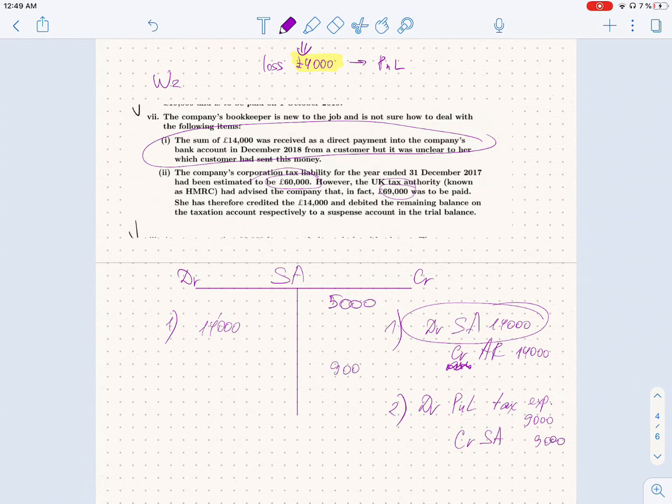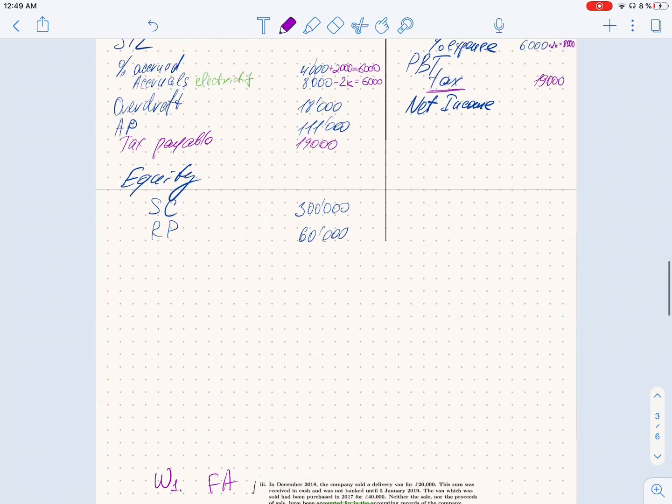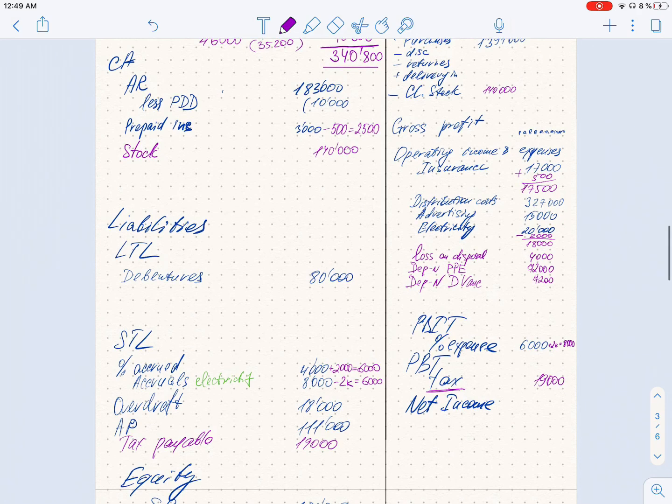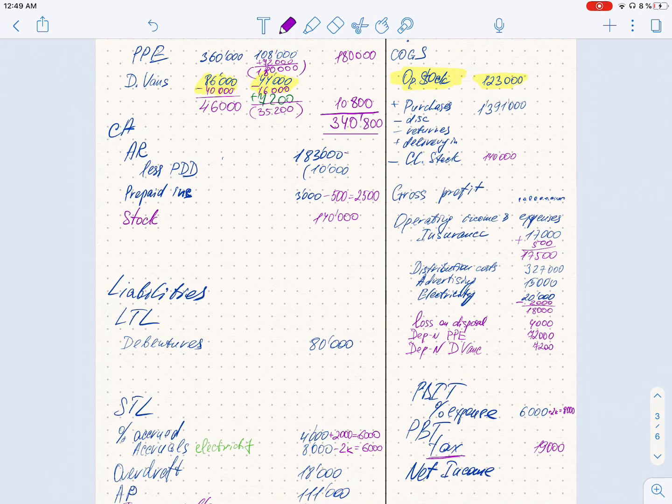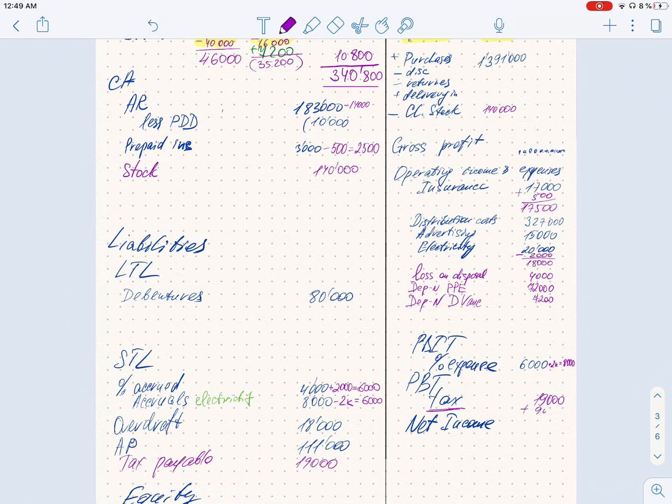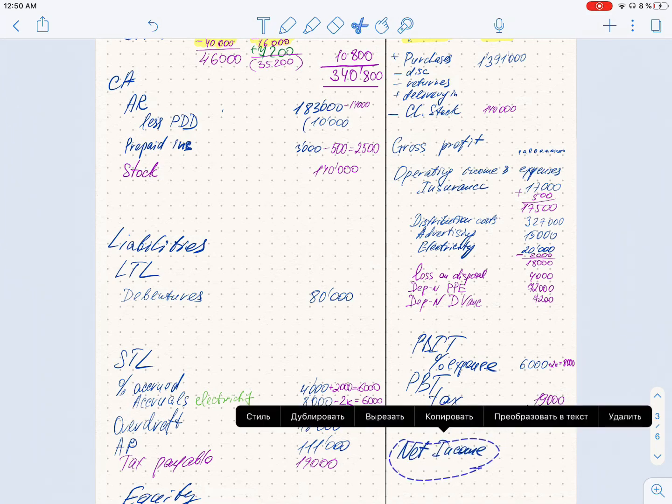And if we post 9,000 here on the credit side, we would have the same turnover on the debit side and on the credit side. That means the final balance of suspense account is 0. But we have to use those amounts, that line and that line, in order to adjust our financial statement. So we have to decrease accounts receivable in the amount of 14, and we have to increase tax expense in the amount of 9,000. It's not the adjusting entry, it's the correction entry. So accounts receivable should be decreased by 14,000, correcting entry, and tax expense should be increased by 9,000. And the total tax expense for the year would be 28,000. And I will move net income line a little bit down.